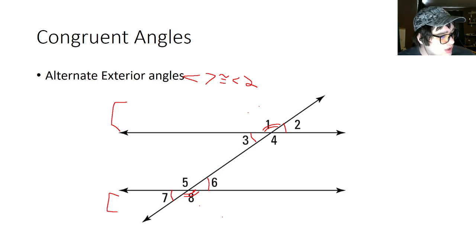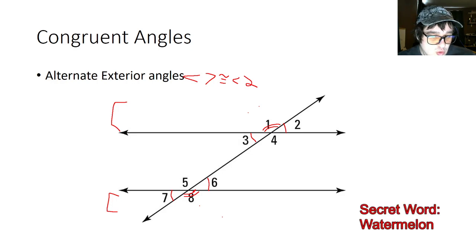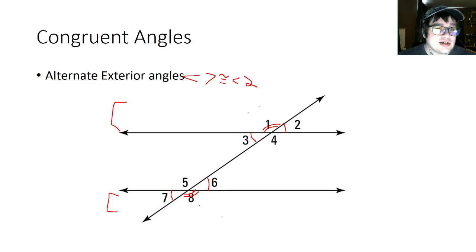On that note, I will also give you the secret word, which is watermelon. So the secret word of the day is watermelon. I'm hoping you're paying attention because we have one more set of angles. I will leave the secret word up here for the next 4 seconds. And that is it for today. Well, that's not it for that. That's it for the secret word for the day. And remember, secret word is watermelon. We still have one more type of angles.